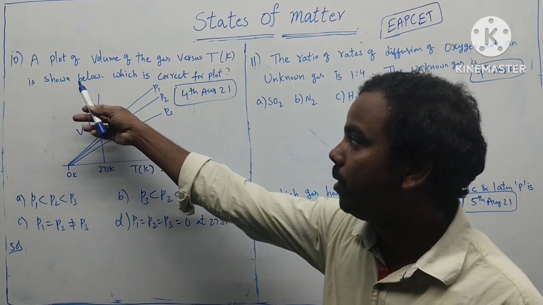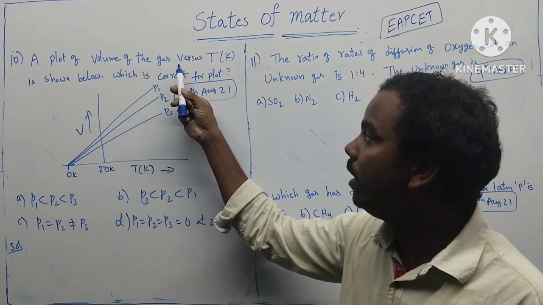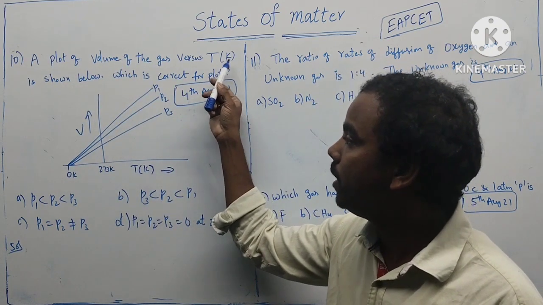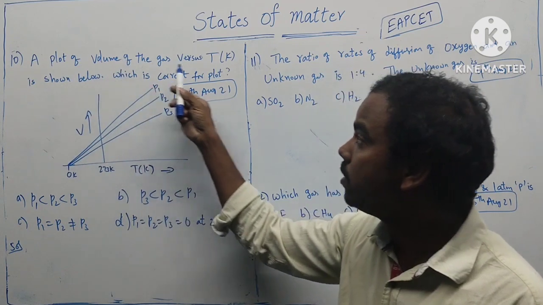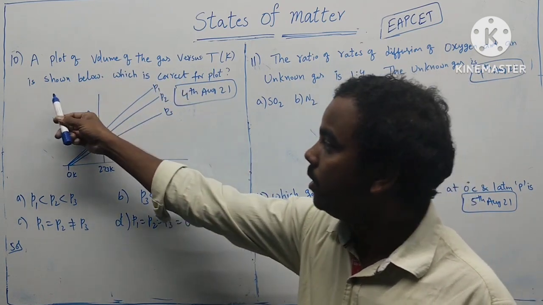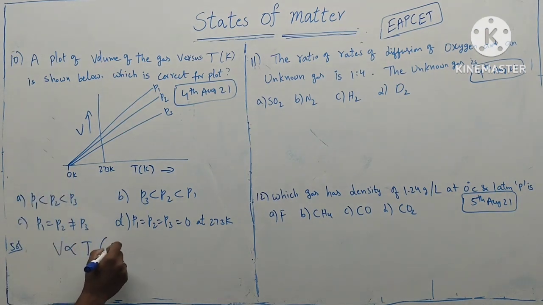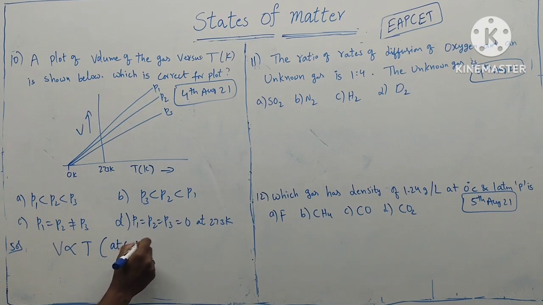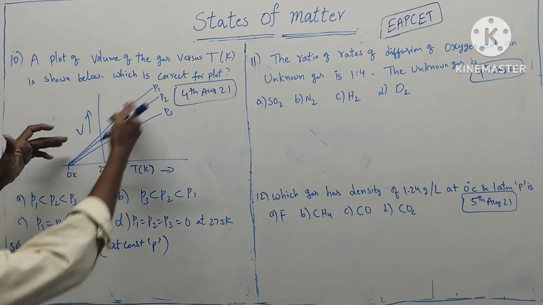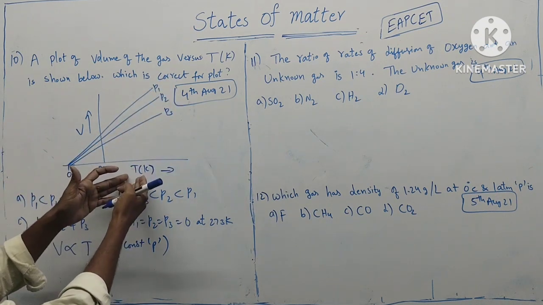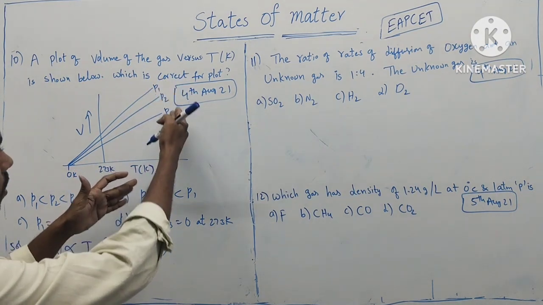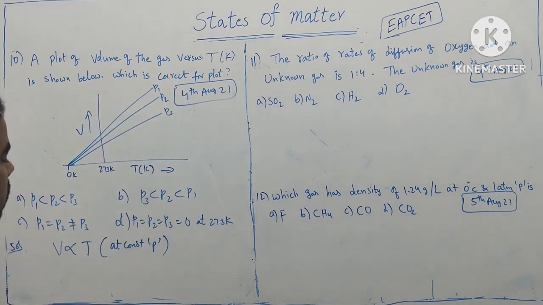So next question, very important. A plot of volume of the gas versus temperature in kelvins. A plot of volume versus temperature is shown below, which is correct for the plot. So volume versus temperature at constant pressure and number of moles. So it is Charles law. V is directly proportional to temperature. When V increases, temperature in kelvins also increases, at different constant pressures.